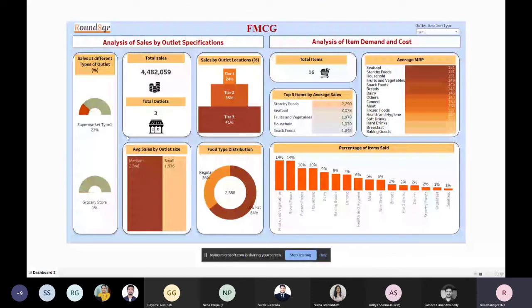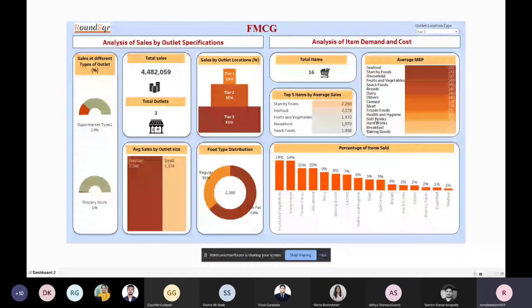Okay, so it took a bit of time to change. So you can see in tier 1, we are just having supermarket type 1 and grocery store. Here supermarket type 2 and type 3 is missing. The number of outlets is only 3 over here. This is the total sales. Plus there is no large size outlet here. Food type distribution is not changing. It's the common preference for the customers. Here, but there is a slight percentage change in the items being demanded, being sold, and also the MRPs.